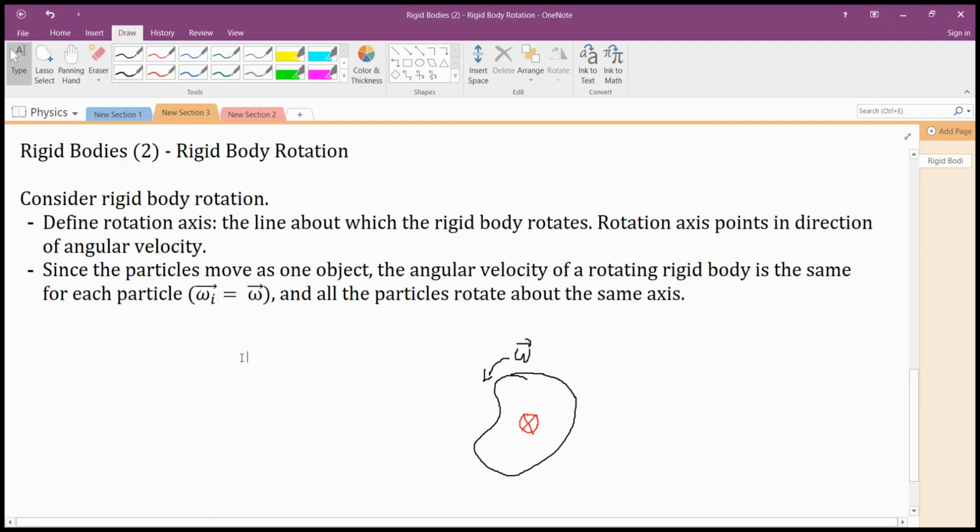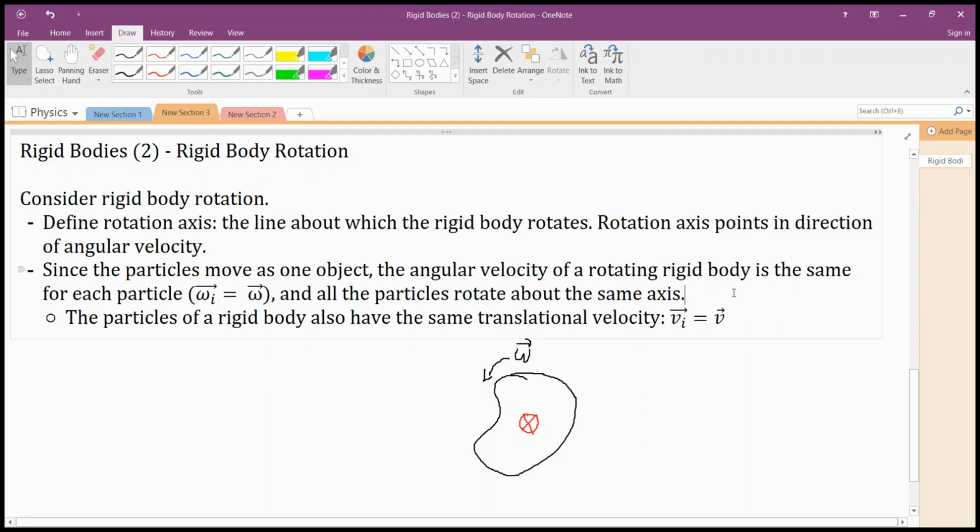Notice that I have made mention of a rotation axis as though there is only one. You might question, especially in the discrete case for rigid bodies, whether the particles composing the rigid body might have different angular velocities. And the answer is, because the particles are all moving as one object, the angular velocities must be the same for each particle composing the object. And all the particles will therefore rotate about the same rotation axis. It has to be that way because otherwise the distances between the particles will change, and then it would no longer be a rigid body.